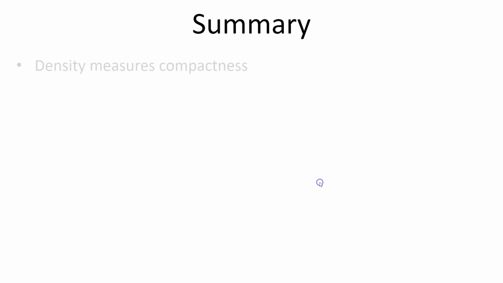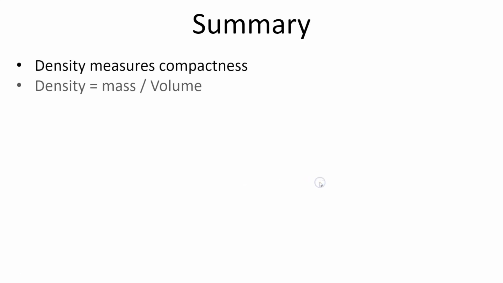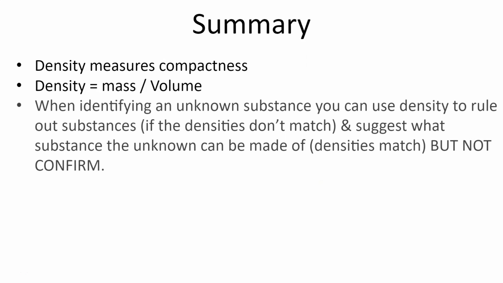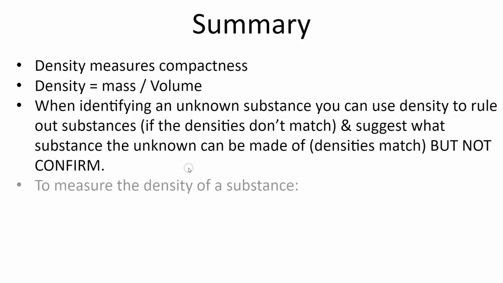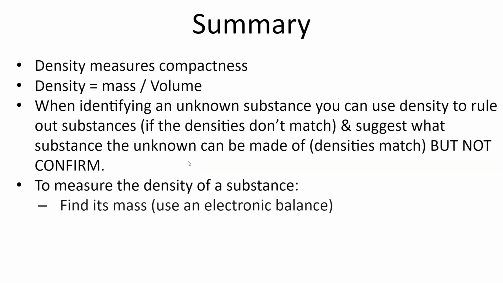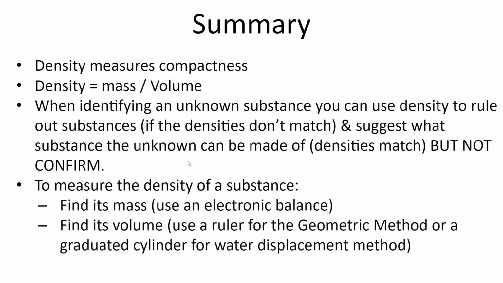All right, here's a quick summary of what we looked at so far. Density measures compactness. The equation is mass over volume. When identifying an unknown substance, you can use the density to rule out a substance if the densities don't match, or suggest what substance the unknown can be, but you can't confirm it. To measure the density of a substance, you need to find its mass, for which we use a balance, and its volume, for which you can use either a geometric method or a water displacement method, depending on the substance you have. Then you calculate it using the equation, density equals mass divided by volume.